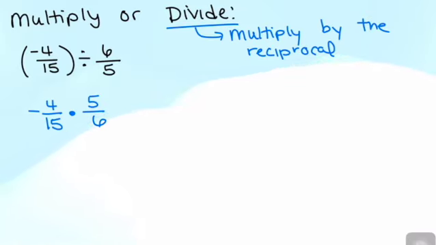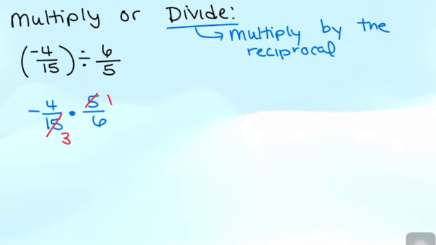Some people remember this division by saying copy, dot, flip. Copy the first, change to multiplication, flip the second. But really the idea is division means multiplying by the reciprocal. And now we can just multiply straight across, or we can try to reduce first.